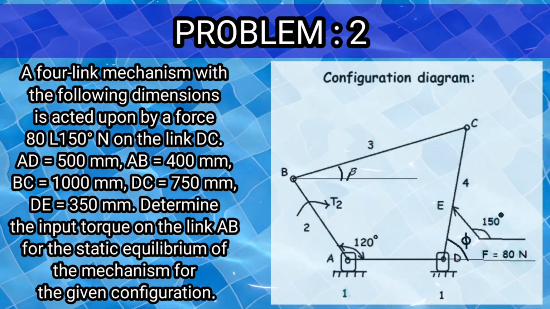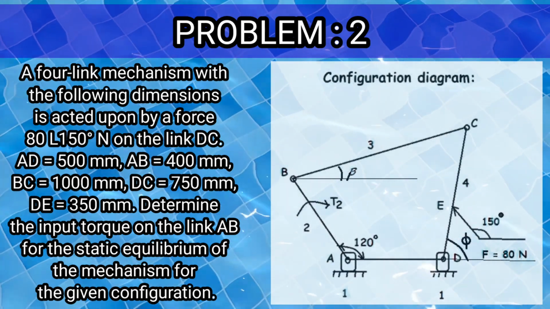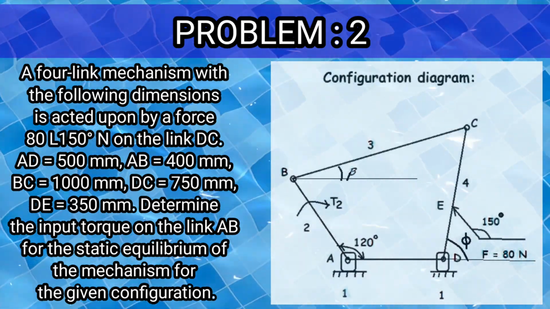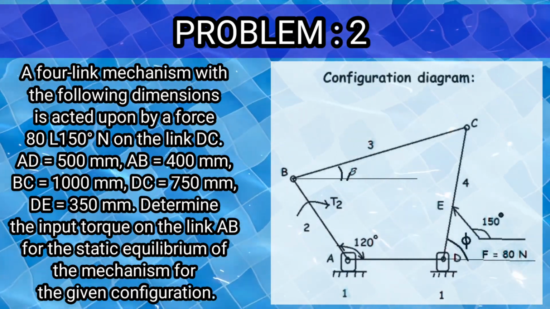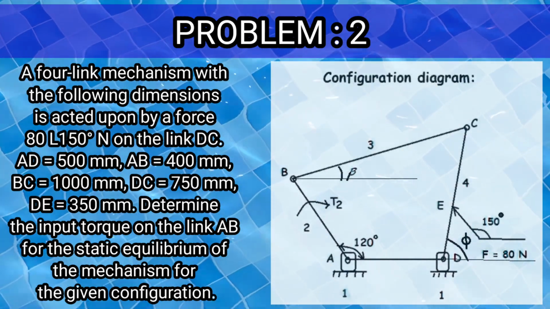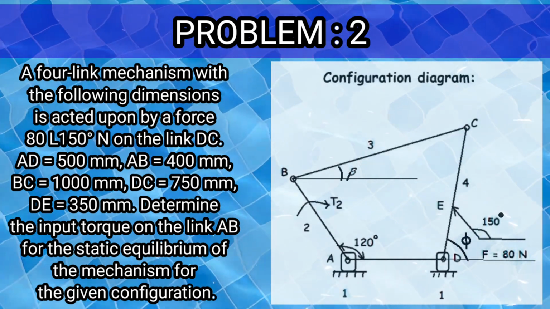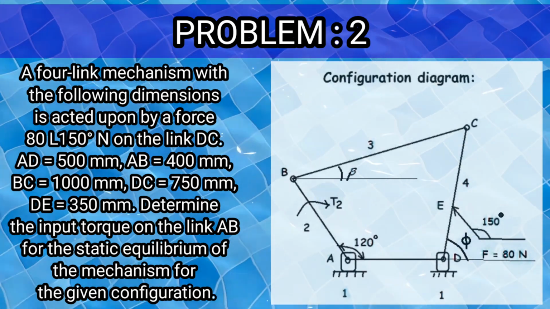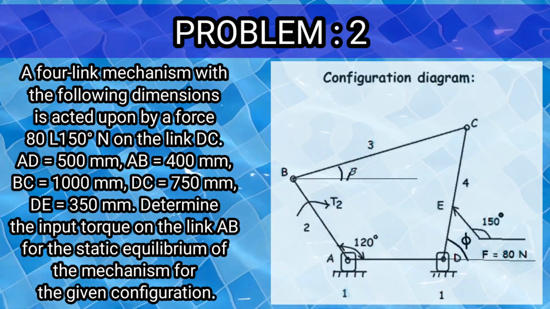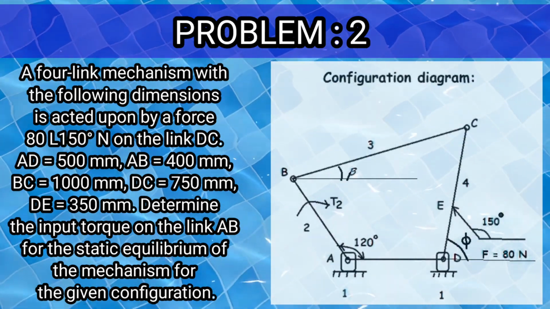Now problem number 2, which is a 4-bar mechanism. In this 4-bar mechanism, the dimensions of all the links are given and one angle is also given. On link number 4, a force of 80 Newton is acting at an angle of 150 degrees. We have to find out T2.